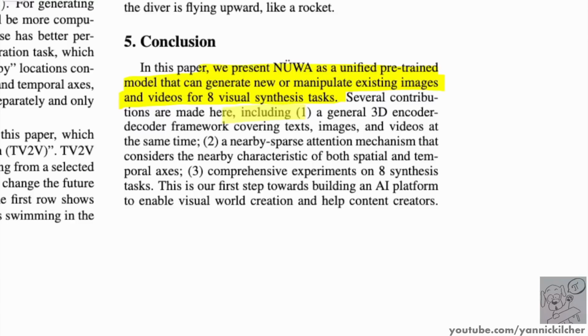Several contributions are made, including a general 3D encoder-decoder framework covering text, images, and videos at the same time. That's what we saw is possible by doing this. Essentially, it's a VQ GAN for images. For text, it's already in the correct representation, and for videos, they simply say, well, every frame is an image. So a general encoder-decoder framework covering text, images, and videos is, let's say, a nice formulation.